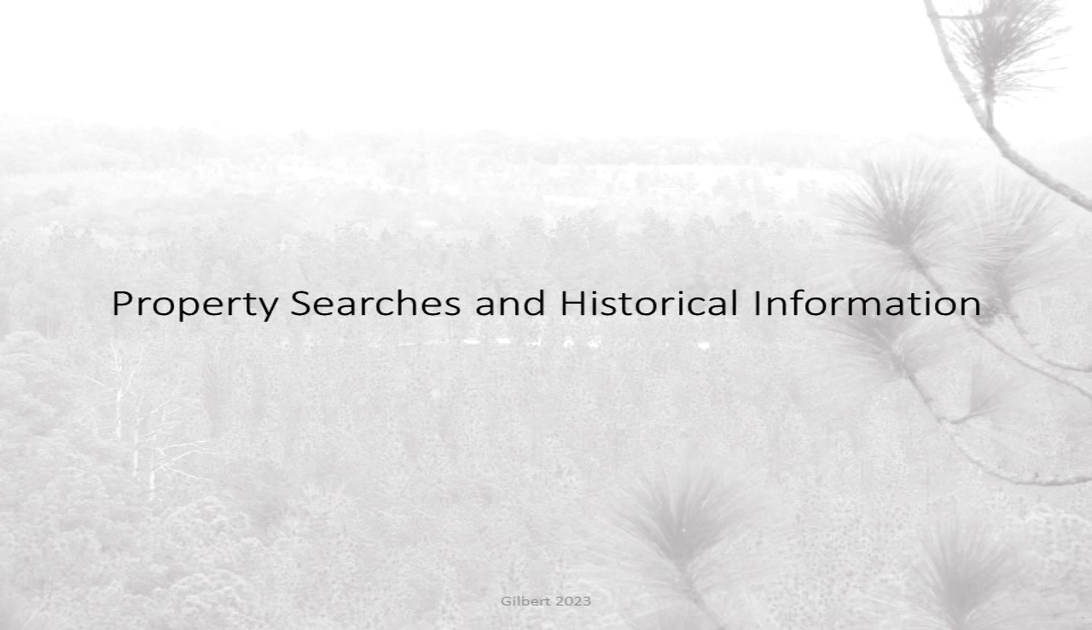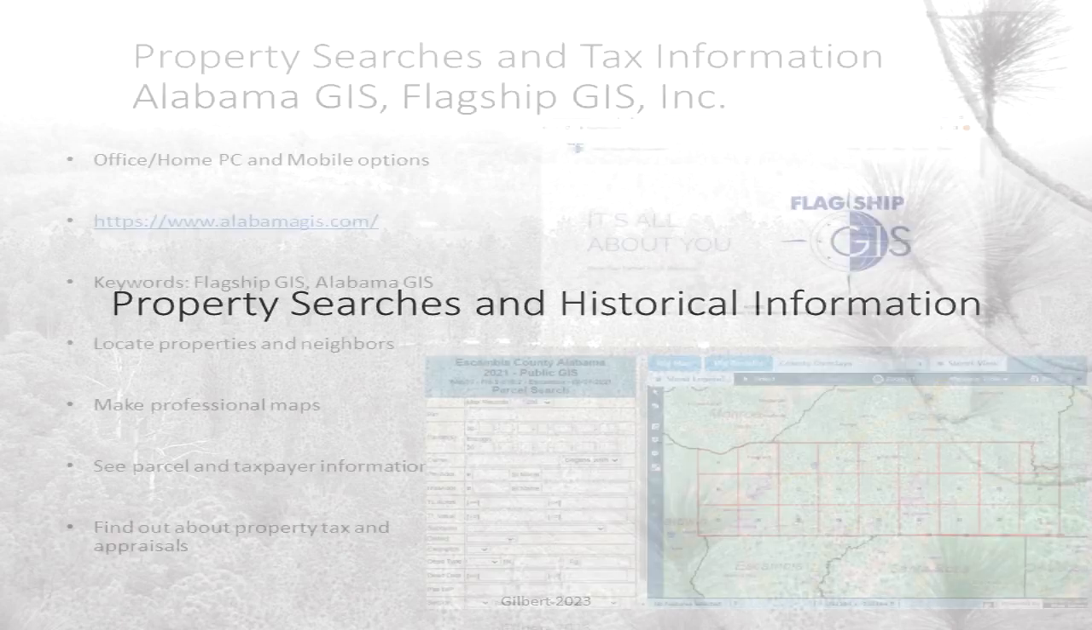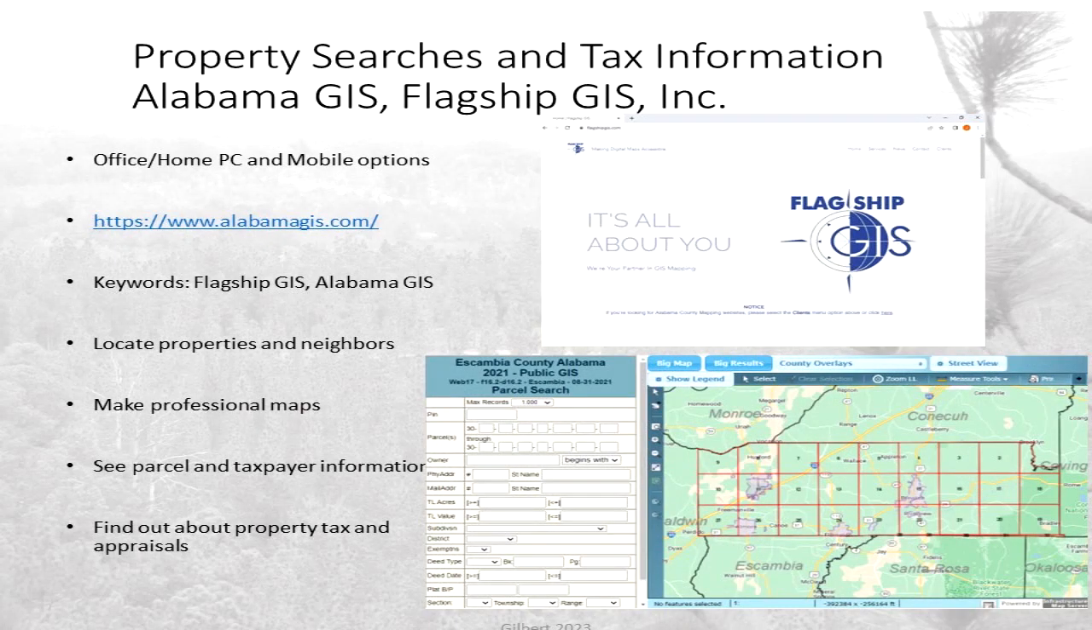So some of you might be interested in property searches and historical information. I know I am. And so I found a couple of these. My go-to resource is the Alabama GIS, which taps into Flagship. You can use it on the PC, or there are mobile options. There are free and subscription levels. I only use the free levels. And any of those keywords will get you in.